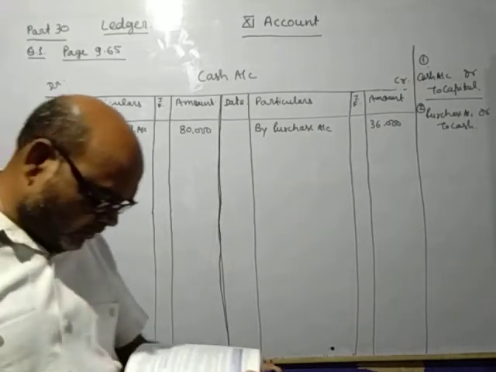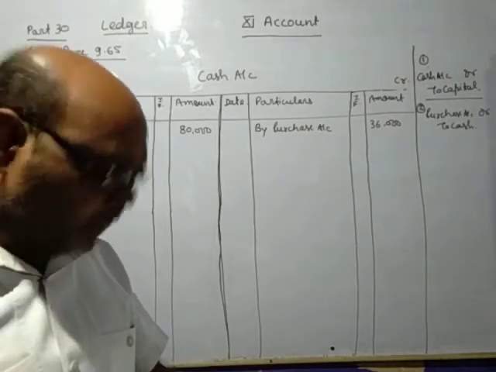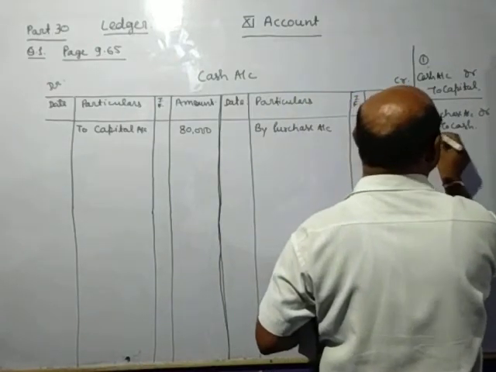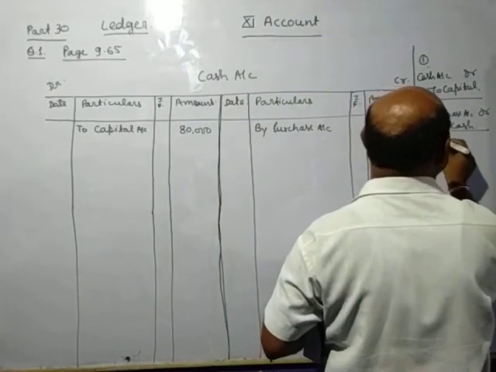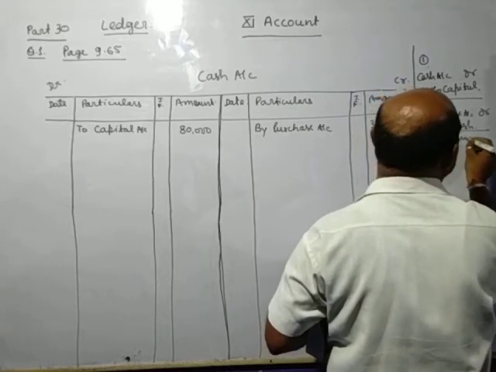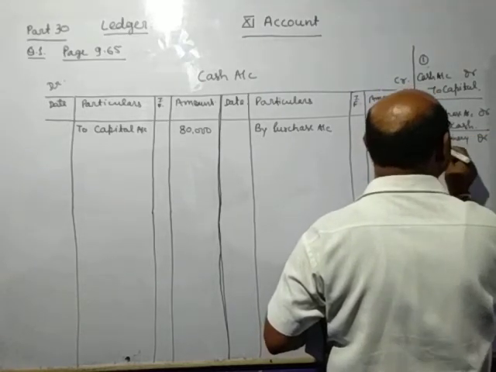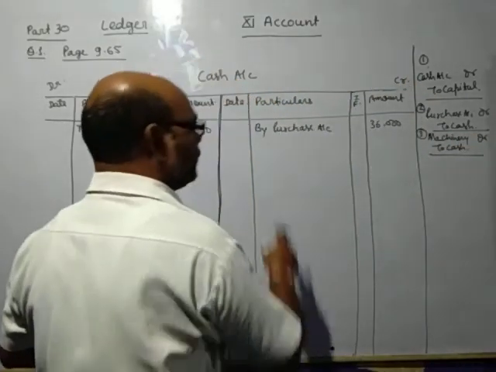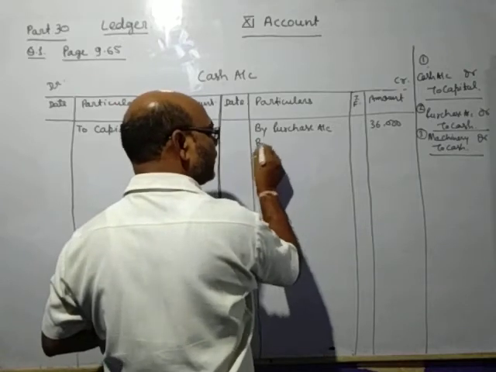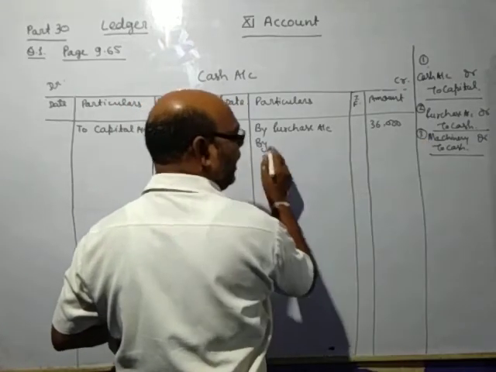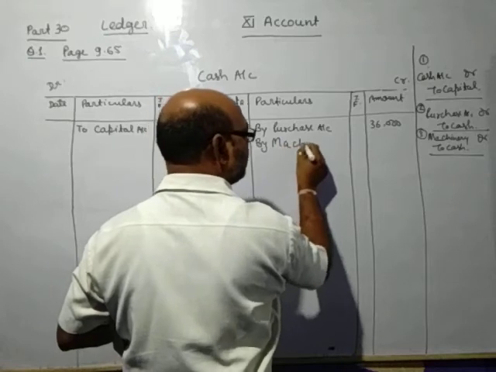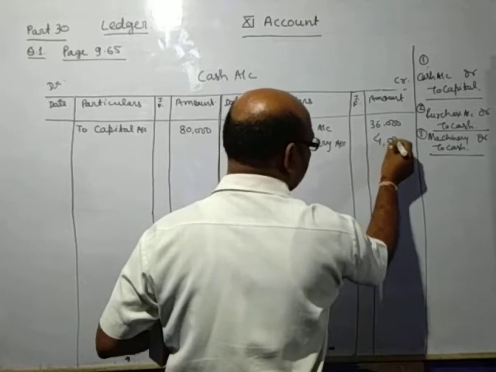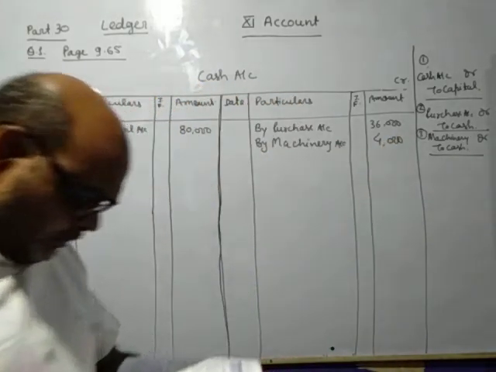Now see, March 3rd, machinery purchased for cash. So you will pass the entry: machinery account debit to cash account. So here cash is the credit, so on the credit side you will write, but write the name of the debit item, machinery account. So the machinery account amount is 4,000.